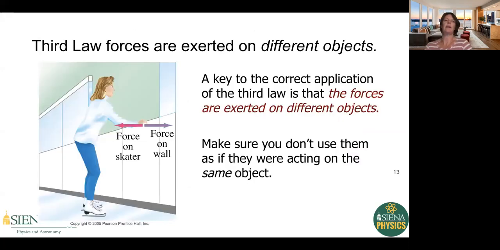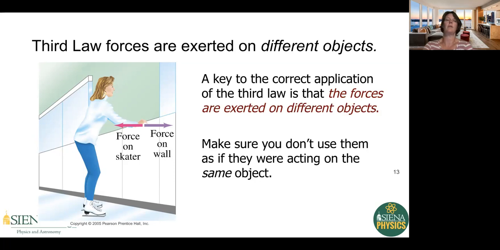There are many ways to think about the third law of forces, but a good thing to remember is that the forces are exerted on different objects. A key to the correct application of the third law is that the forces are exerted on different objects, and make sure you don't use them as if they were acting on the same object.